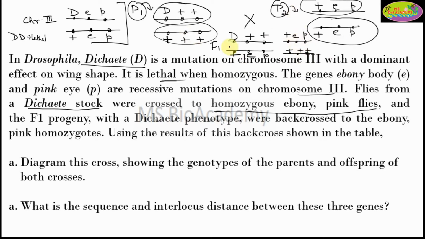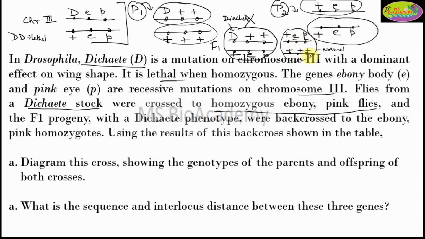So what will be the phenotype of this particular one? Phenotype is what is expressed. Since the dominant gene is present, it will be Dikete. So this particular progeny will be Dikete. And what about this one? This will be your normal wild type, because not even the dominant allele is present, and the recessive ebony and pink are present only in a single form.